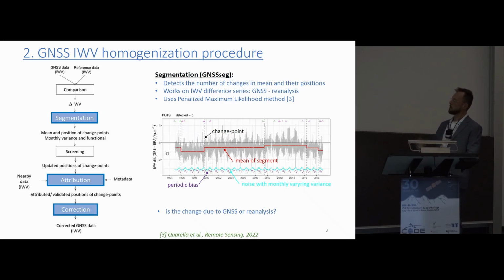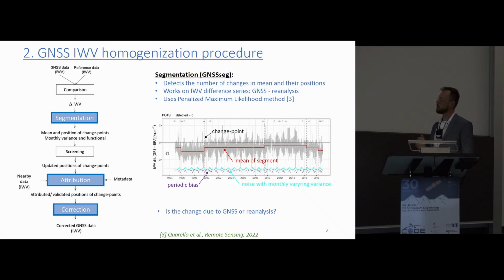The right part of the slide shows the segmentation. The goal of the segmentation is to detect the change points; the positions of the change points and the number of change points are unknown. Our method works on IWV differences. The GNSS series are differenced with respect to a reference. For that we use the ERA5 reanalysis for now. The time series is shown on the plot here.